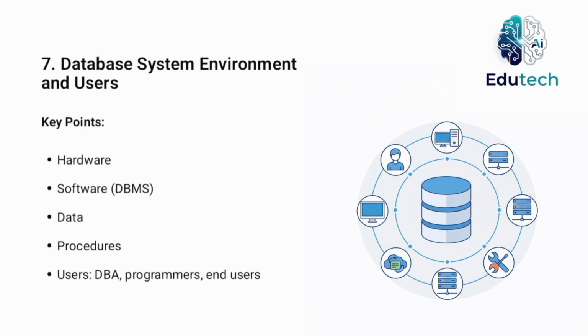Users of a database system are categorized into different types. The database administrator (DBA) is responsible for overall database management, including security, backup, recovery, and performance tuning. Application programmers develop software applications that interact with the database. End users access the database to retrieve or update information and may be casual users, naive users, or sophisticated users.